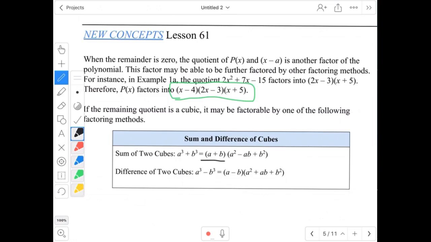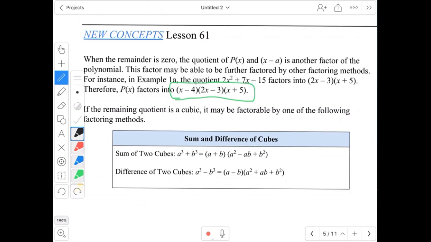So we would just take out an a plus b, and then what would be left over would be a squared minus a times b plus b squared. And then vice versa, if we have the difference of two cubes, we would have a minus b, and then that would be a squared plus ab plus b squared.